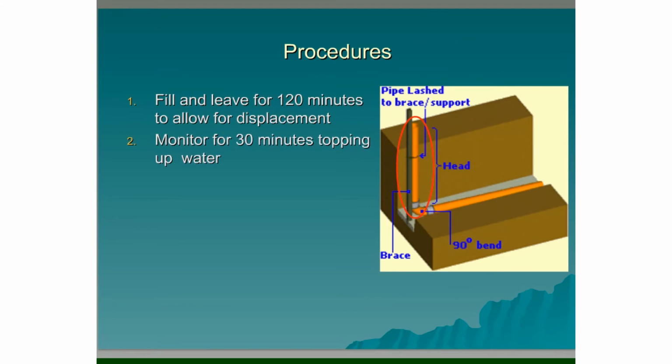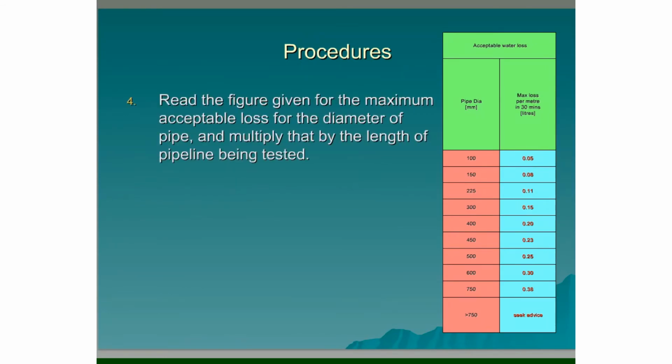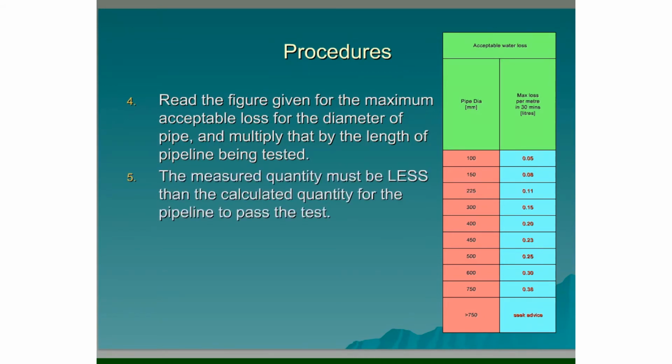We need to monitor this then for a further 30 minutes, topping up the water as we go. And we want to keep a record of the quantity of water added to the system over this 30-minute period. So the procedure: using the table opposite, we read the figure given for the maximum acceptable loss for the diameter of pipe, and we multiply that by the length of the pipeline being tested. The measured quantity must be less than that calculated quantity for the pipeline to pass the test.